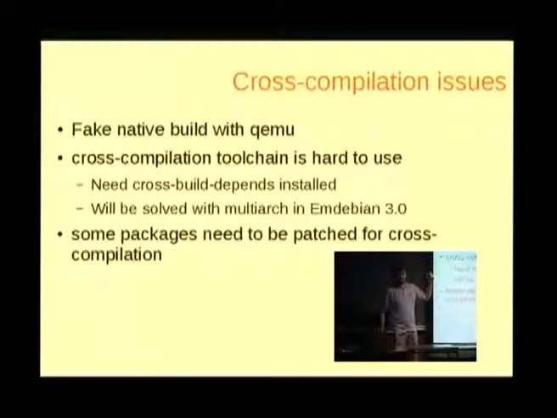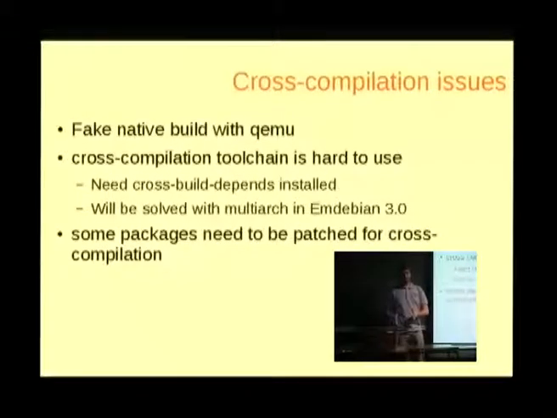So, cross-compilation issues. As we said, you can fake the native build with QEMU, but fortunately there's a project called Emdebian, which started something like 5 years ago, or more, but it started to pick up 5 years ago. At this point, the cross-compilation toolchain is easy to use as just a compiler, but to use it to build packages is not entirely trivial yet, because you need to have your dependencies in a place that is accessible for the cross-compilation tool.